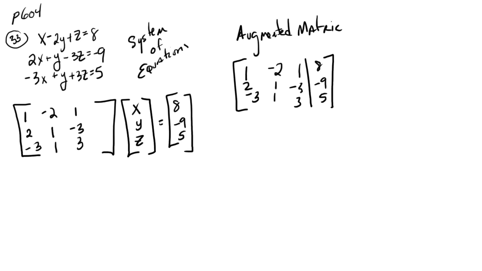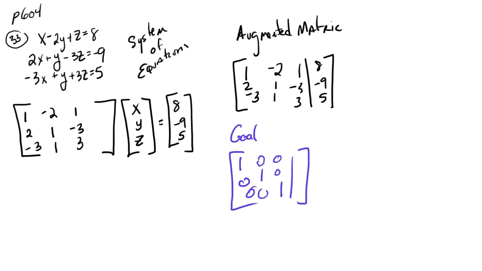Now remember, the goal we have is to get ones on the diagonal going down and zeros in all the other spots. And these are going to be our answers, our solution to the system. That's our goal. These will be the solutions. Now remember, for our problem, the solution I told you yesterday was 2, negative 1, and 4. So let's see how we can get that.